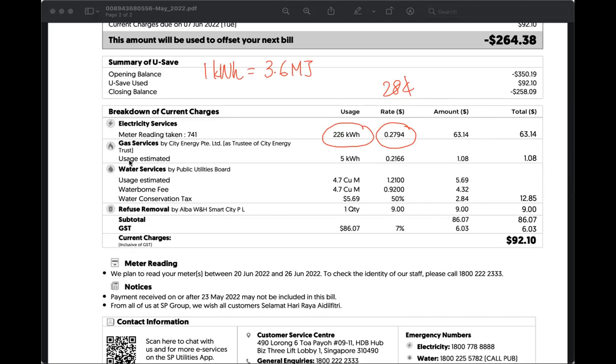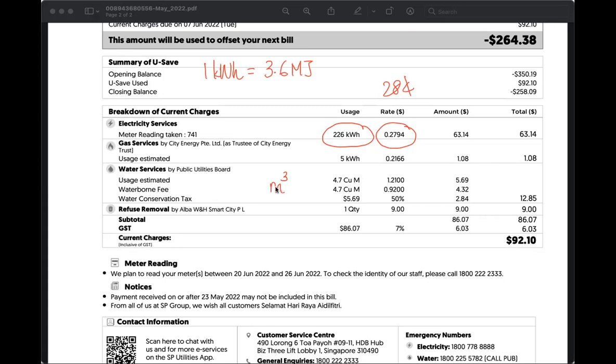There are also other bills like gas services. I don't know why gas services is also in. Oh, right, because gas is also in terms of energy. Therefore, this is the gas services. And this one is in cubic meter. Do you know what is cubic meter? Cubic meter means meter cube. So I use about 4.7 meter cube of water. That is the unit for the water itself.